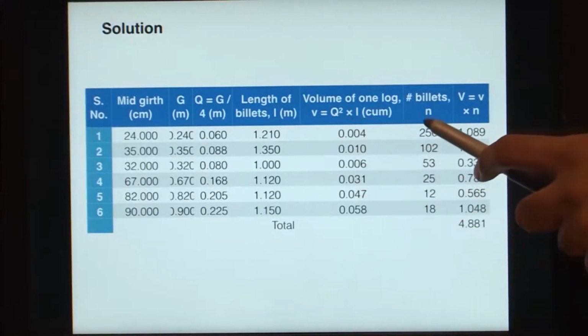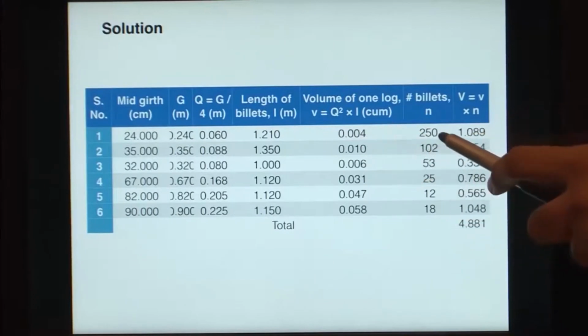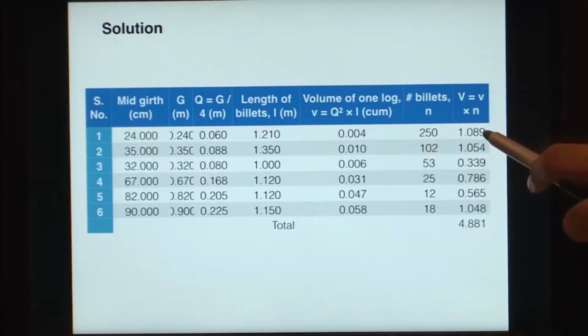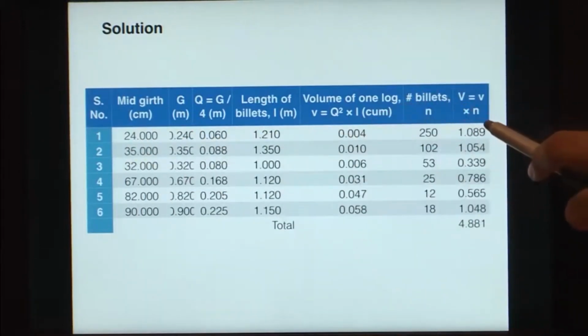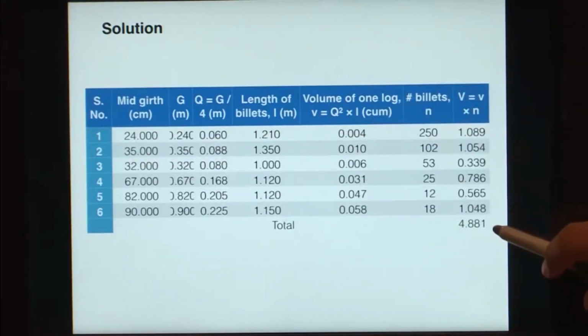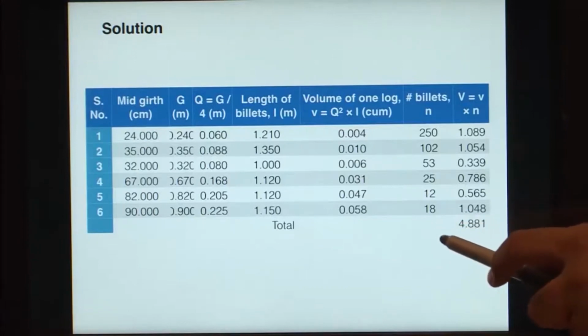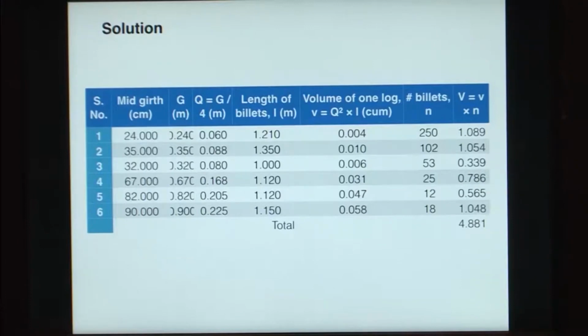The number of billets is also given. If you multiply this volume of one log by the number of billets, you get the total volume of substack number 1. Once you have done that, you can repeat it for all the different substacks, and if you total this volume, you will get the volume of the large stack.